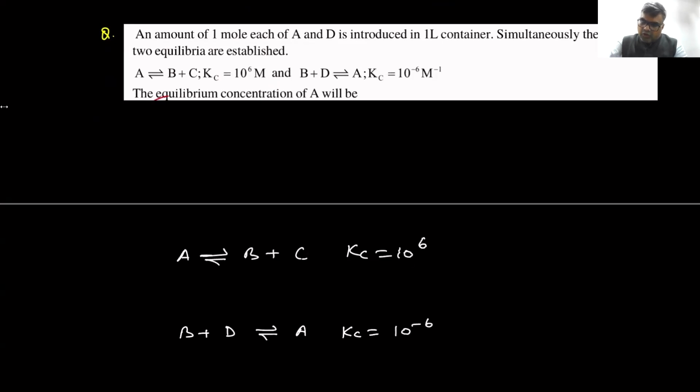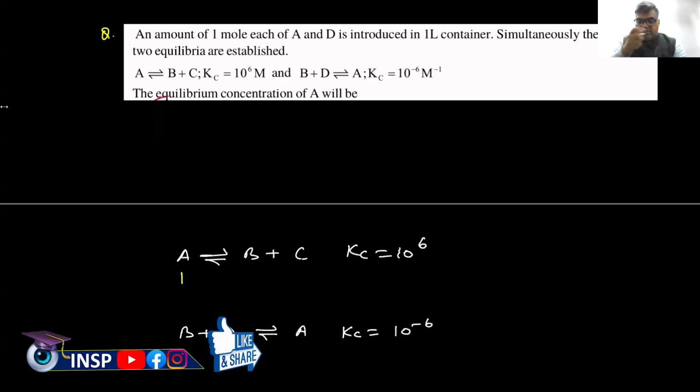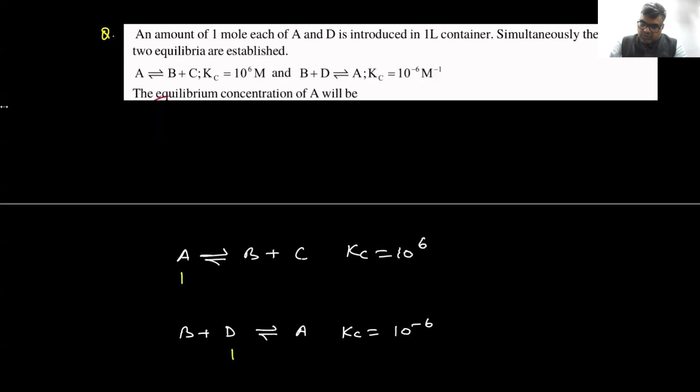Since we have 1 mole of A and 1 mole of D, once equilibrium is established, you can see that for the first equation the equilibrium constant is a much larger value, 10 power 6. So this equilibrium will shift almost completely forward. So I can write it as value y. This will be 1, this will be 1. And most certainly y will be tending to 0, but it is not 0.